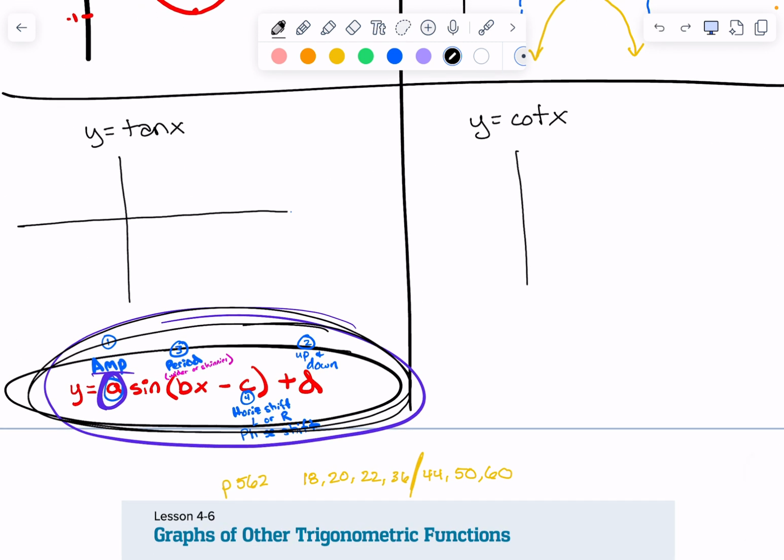Cotangent, you can do the same thing, except he'll need more room on the right, because there's a little bit of a difference.